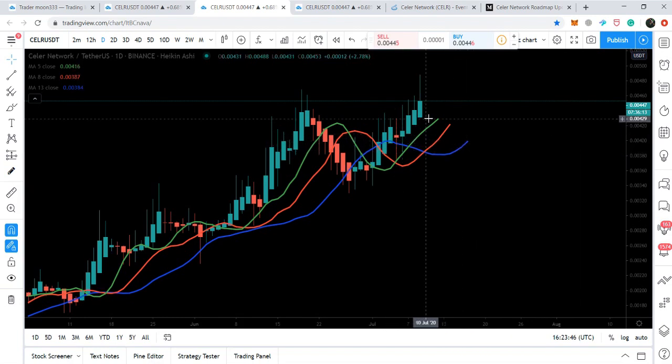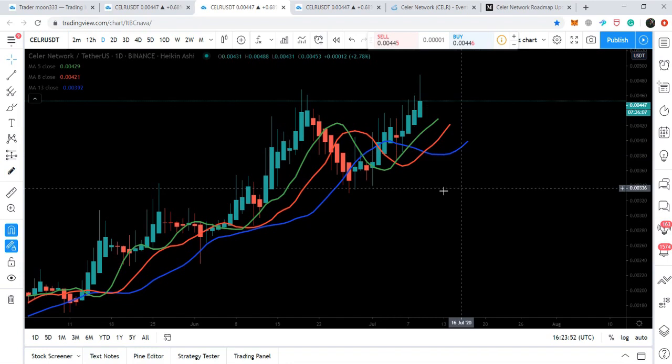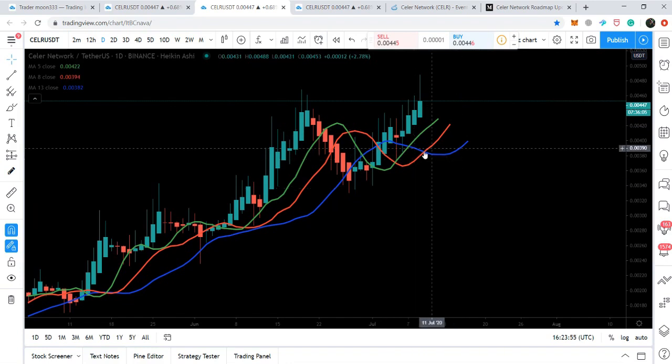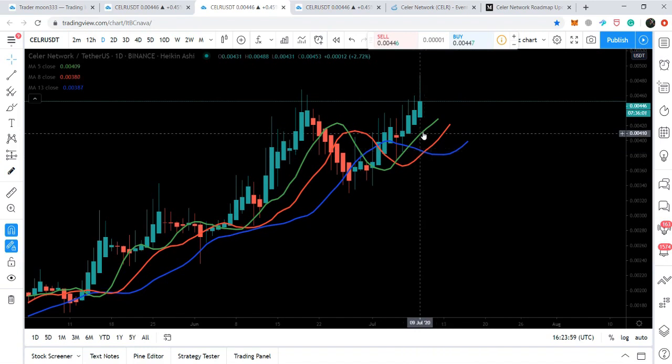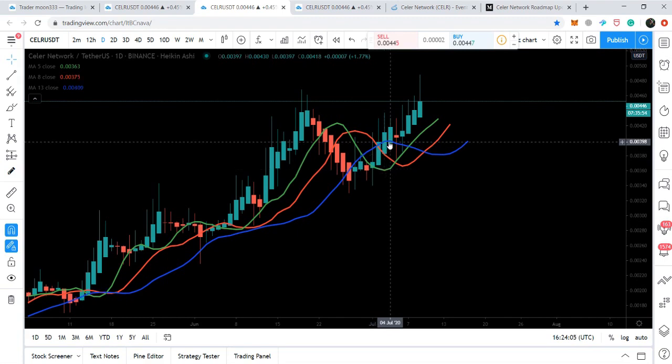Whenever we have the smallest time period moving average above all and the biggest time period moving average below all the moving averages, then it is indicating that the alligator mouth is open. That is a buying signal or a bullish signal. And when we have this smallest time period moving average below all the moving averages and this biggest time period moving average above all the moving averages, then it is a sell signal or a bearish signal.